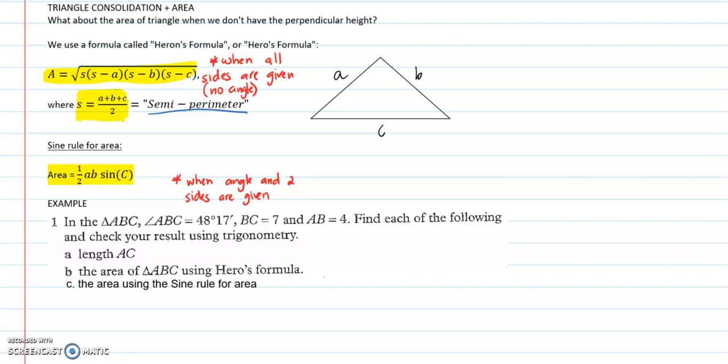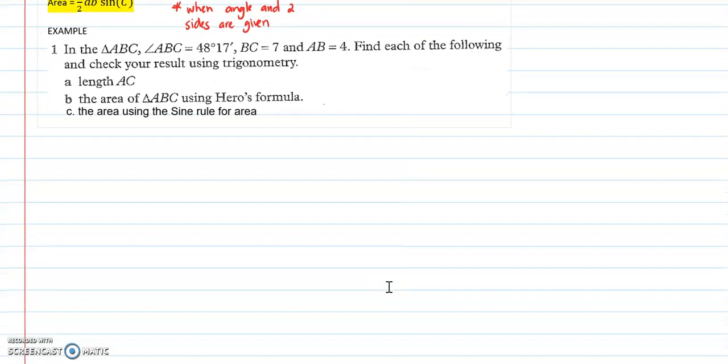Okay, we're going to look at an example where we are looking at Heron's formula and the sine rule for area to evaluate the missing sides and the angles of a triangle. So let's have a look at this example. In the triangle ABC, angle ABC is equal to 48 degrees and 17 minutes, BC is equal to 7, AB equals 4, and you have to find each of the following and check your result using trig.